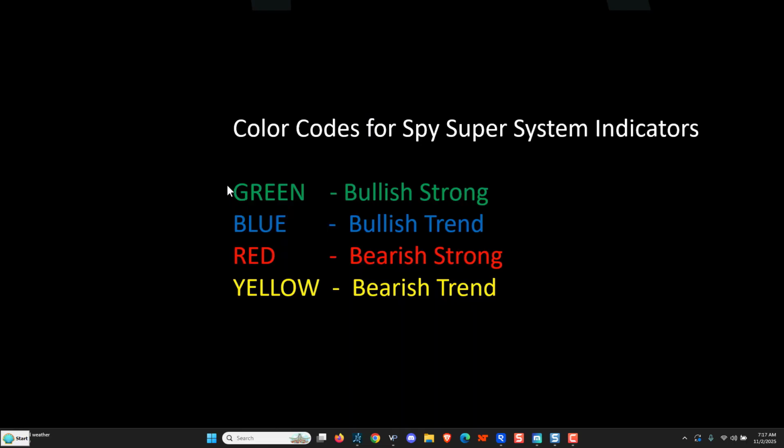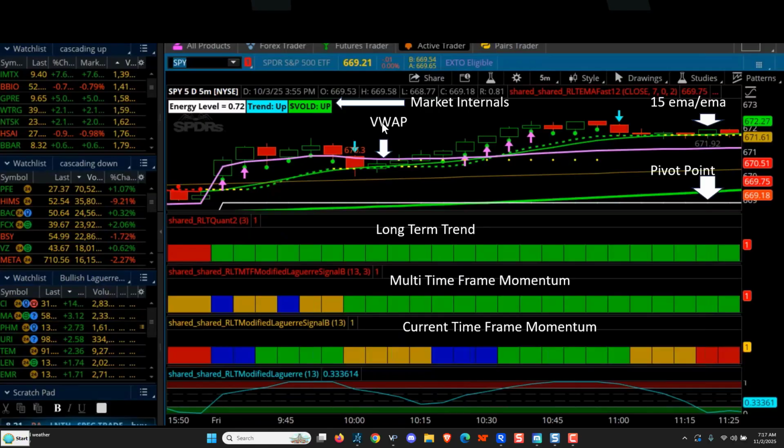All right. Okay, so I'm going to show you a couple of charts here. This is the SPY Super System. This isn't the one. I've actually modified it since then, so I'm going to show you that. We just changed it a little bit this week, but here's what you've got on here. You've got the current time frame momentum right here. Right, so this is the time frame of whatever chart you're looking at. It's a 5-minute chart. This is the current time frame momentum on the 5-minute. Tells you what the institutions are doing at this particular point in time.